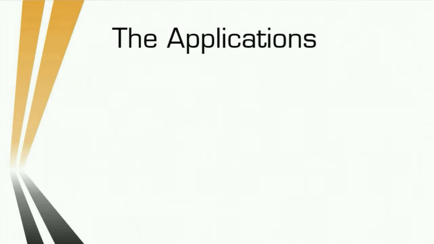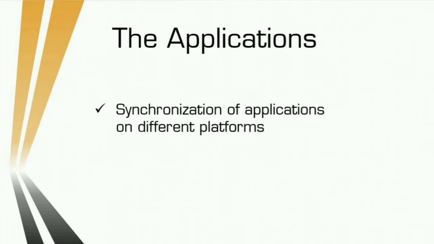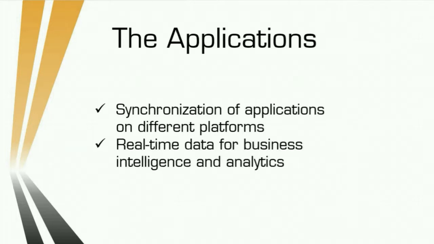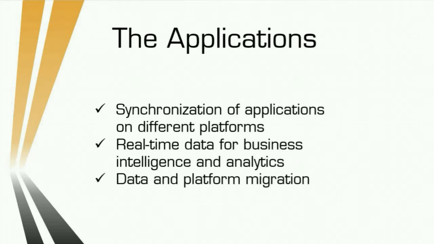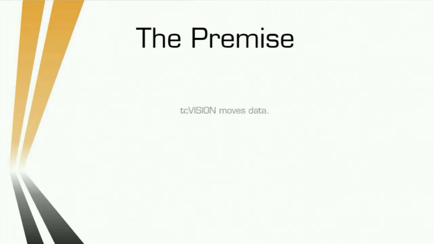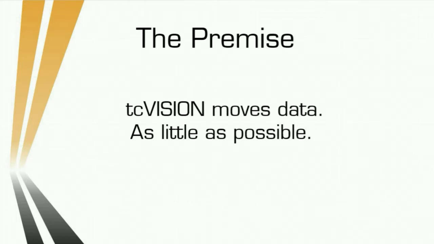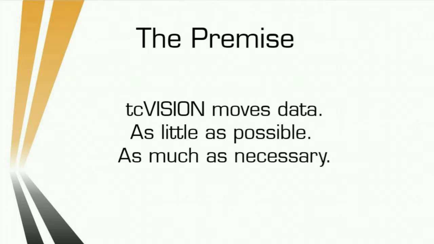tcVISION has different applications. Datasets with different data models on different platforms can be continuously synchronized and are available on every relevant platform. Real-time data can be provided for analytics, and tcVISION can also help with data or platform migration. The central premise is tcVISION moves data as little as possible, as much as necessary. This means that we focus on using as few CPU cycles as possible, and never transfer large volumes of uncompressed data in order to not completely use even narrow bandwidths.